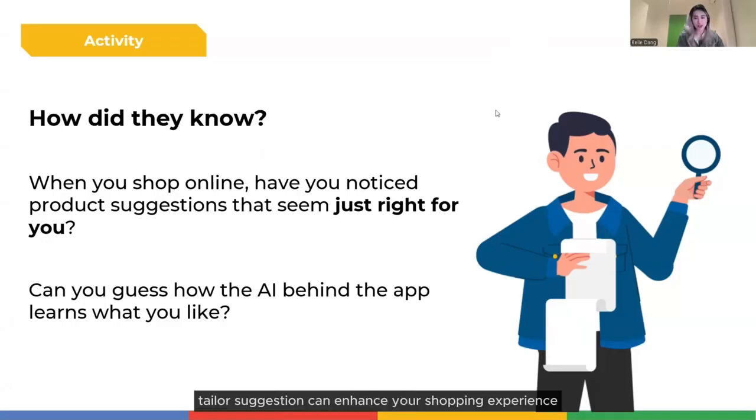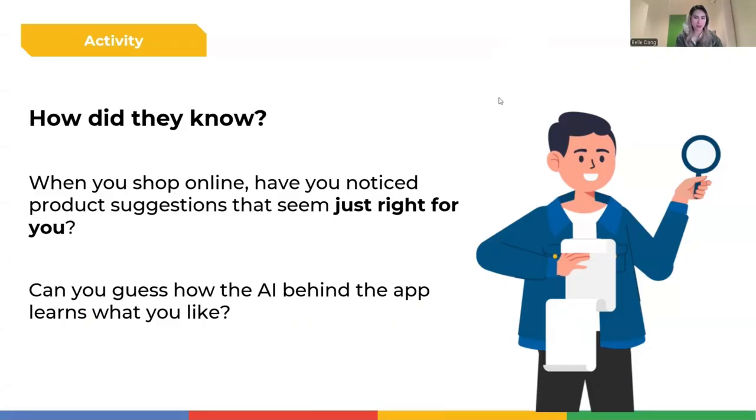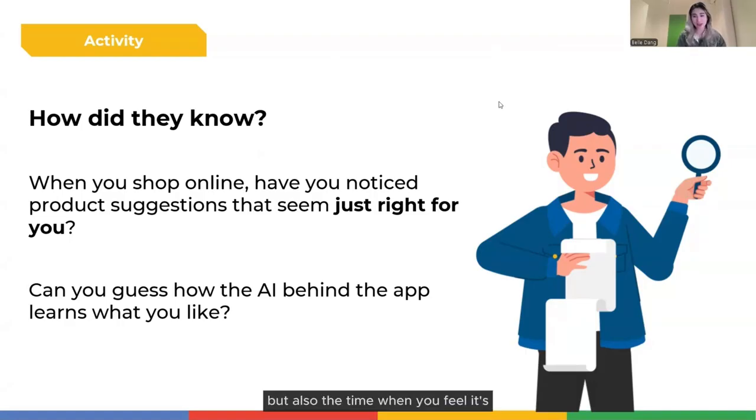While these tailored suggestions can enhance your shopping experience, there are times when they might miss the mark too. Can you think of a moment when a recommendation introduced to you was actually very on point, but also a time when you felt it was out of sync with your needs? Your observation can reveal much about the effectiveness of the system in real-world scenarios.